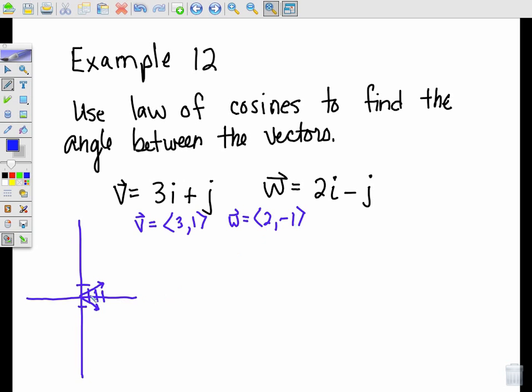All right, what we need to do is find the angle between them. So to find this angle, I'm going to create a triangle. I'm going to get a third vector that is between those. If I go from vector w to the end of vector v, so this is vector v, this is vector w, this would be v minus w. So vector v minus vector w.